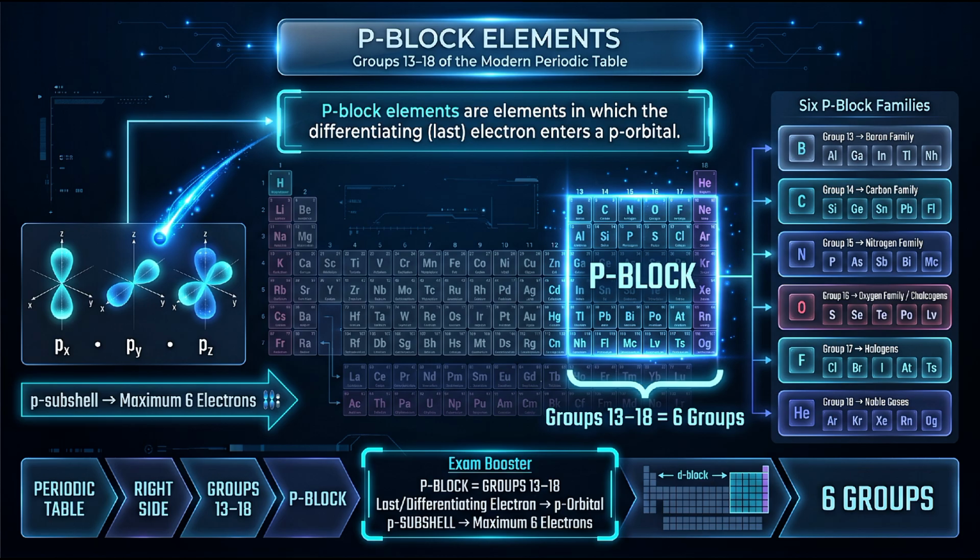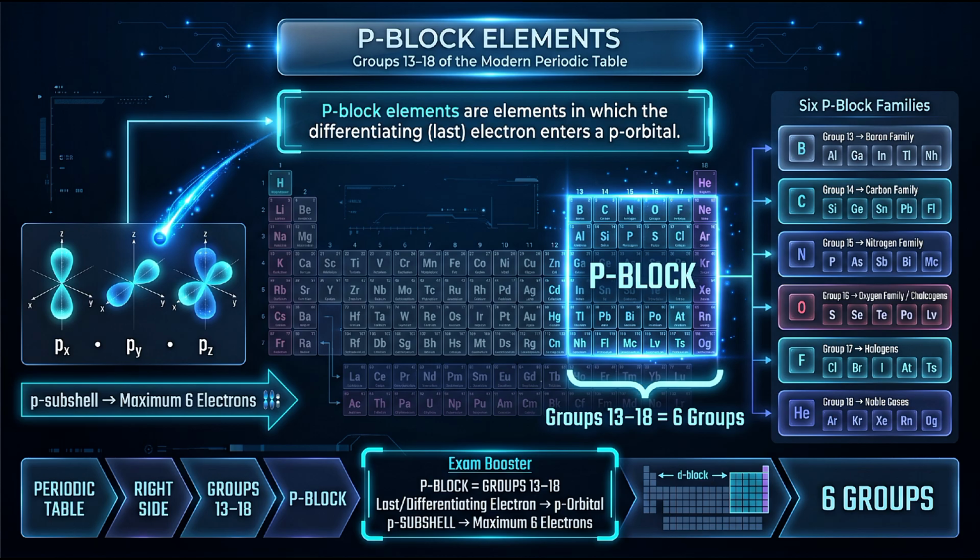The p block begins with group 13, known as the boron family or boron group. The members are boron, aluminium, gallium, indium, thallium, and nihonium. Their general valence configuration is ns2, np1. This means that these elements have 3 valence electrons in total.